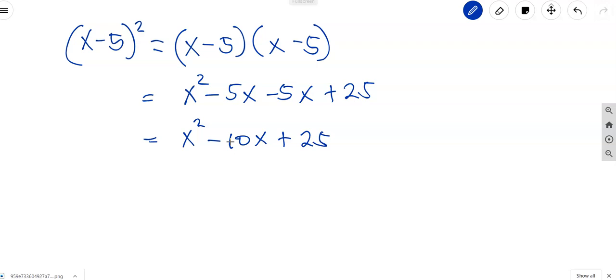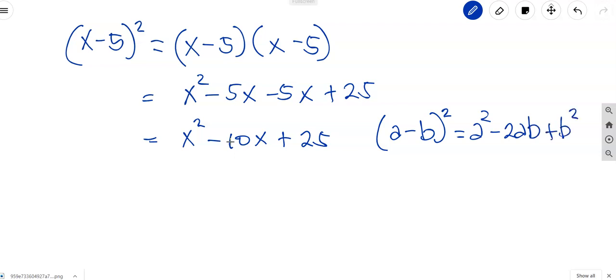So going back to our formula, a minus b squared will give us a squared minus 2ab plus b squared. So the value of here, this one will be our a, this one will be our b. So therefore we get a squared, which is x squared. And then after that, a times b times 2 will give us 10x. And then after that, b squared, so negative 5 squared will give us 25.